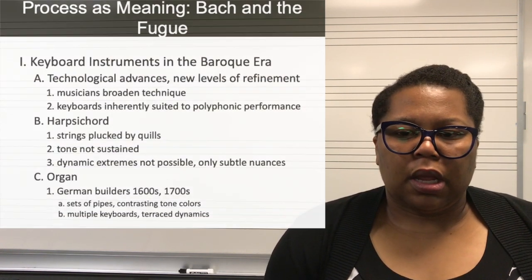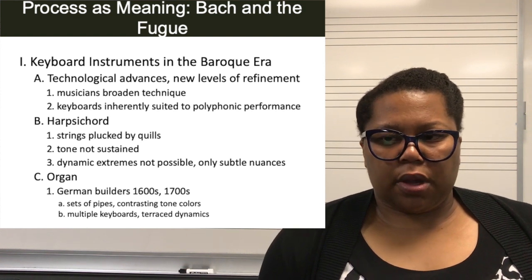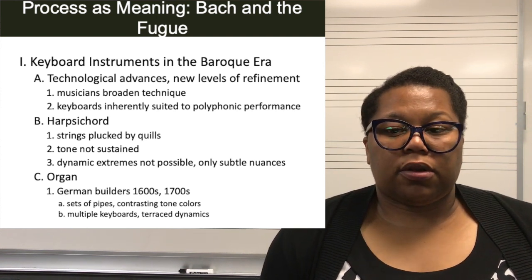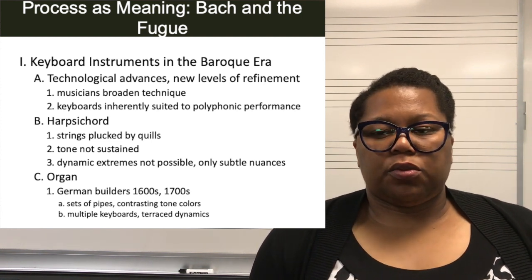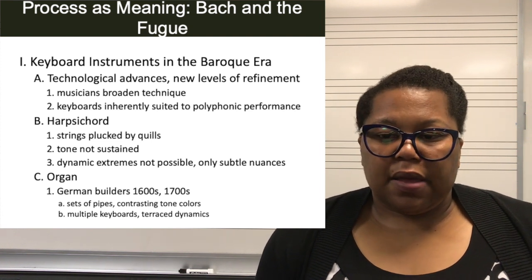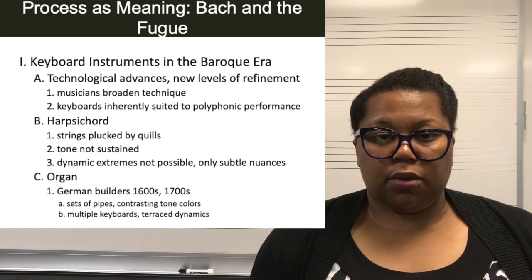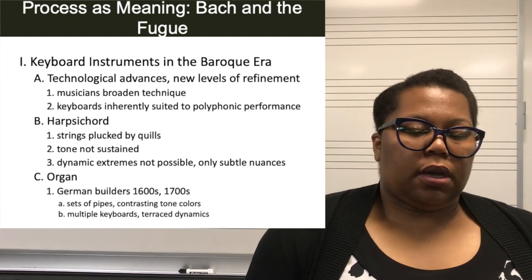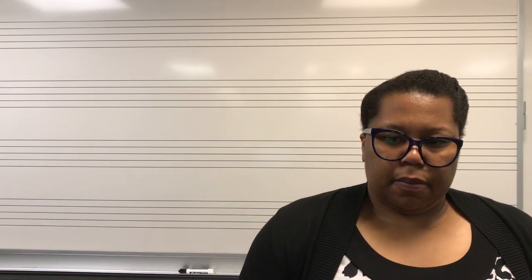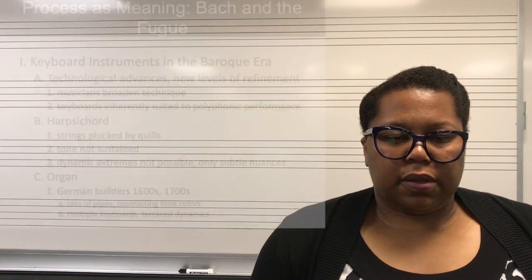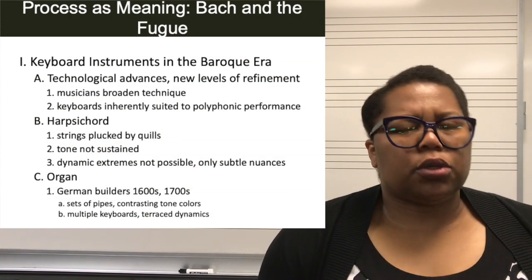Now we're going to talk about process as meaning, Bach and the fugue. Keyboard instruments in the Baroque era also went through some technological advances, just like the woodwinds, brass and strings. This brought to the instrument new levels of refinement, and musicians could broaden their technique. They were very limited before, especially with playing style, dynamics and phrasing. Keyboards were inherently suited for polyphonic performance. So with the advancements, the keyboard instrument was able to do a lot more.